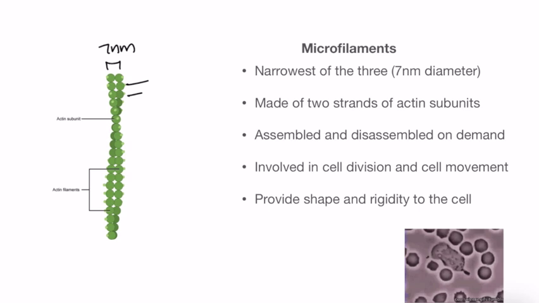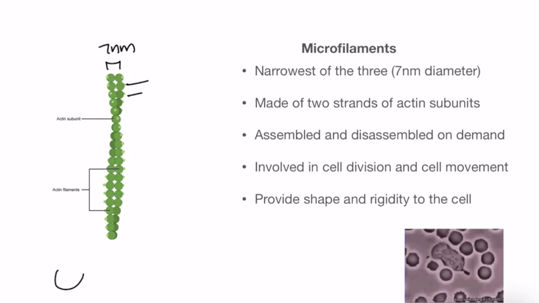So you have 2 strands of actin subunits intertwined, making up a microfilament. They will assemble and disassemble on demand. So whenever the cell needs a microfilament, it will form. When it's no longer needed, it'll disassemble. They are involved in cell division and cell movement.